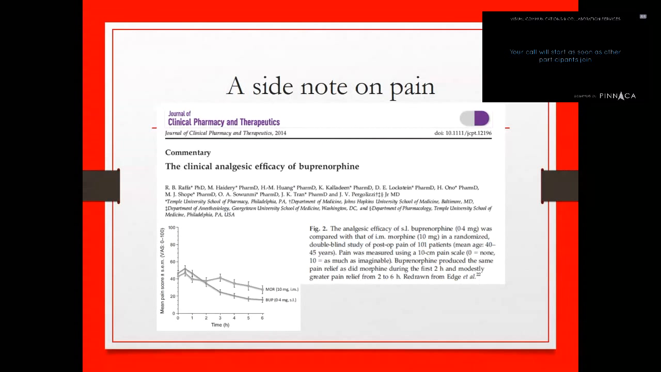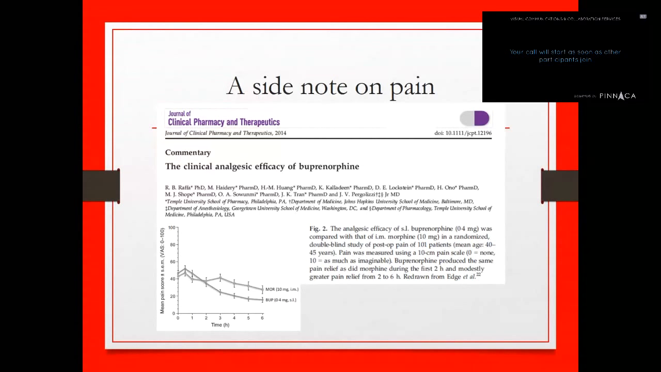And there's an excellent commentary and review of this issue in this article that I'm posting here. It's a thoughtful and creative approach to this question about how clinically efficacious is buprenorphine for the treatment of pain. The references are all here. It's Raffa, R-A-F-F-A, 2014. And it cites here in figure 2 that I have on the screen. This is from another study, not original research, but it actually looked at post-op patients and compared sublingual buprenorphine, 0.4 milligrams, so significantly lower than the doses that are typically used for treatment of opioid use disorder, and IM morphine.